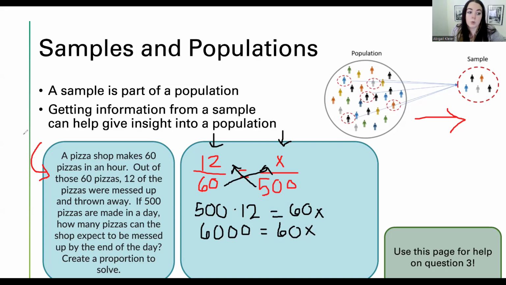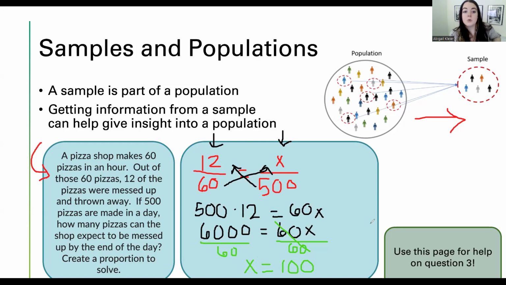Now, if you remember, when we're talking about solving equations like this, the goal is isolating the variable. So we need to get rid of anything that is attached to our variable. In this case, it's being multiplied by 60, so we would divide both sides by 60. And then if we take 6,000 and divide by 60, we get 100. So going back to the original question, if the pizza shop messes up 12 pizzas out of 60, then we can anticipate that they would mess up about 100 pizzas out of 500.